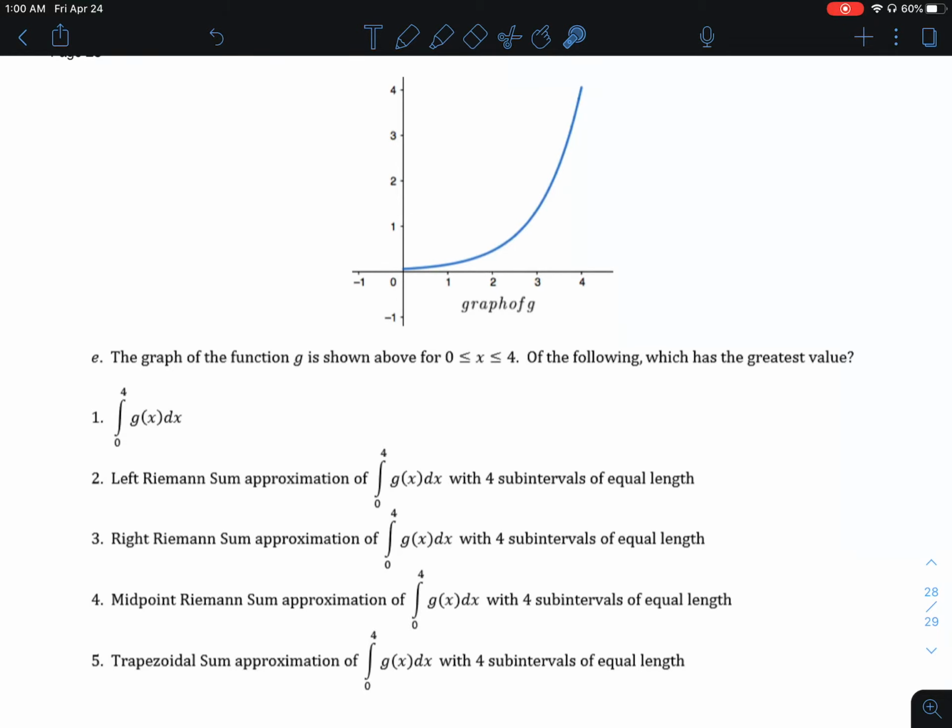Part E, the graph of a function g is shown above from 0 to 4. Of the following, which has the greatest value? I'm just going to emphasize here greatest so I don't forget. So we got 5 options.